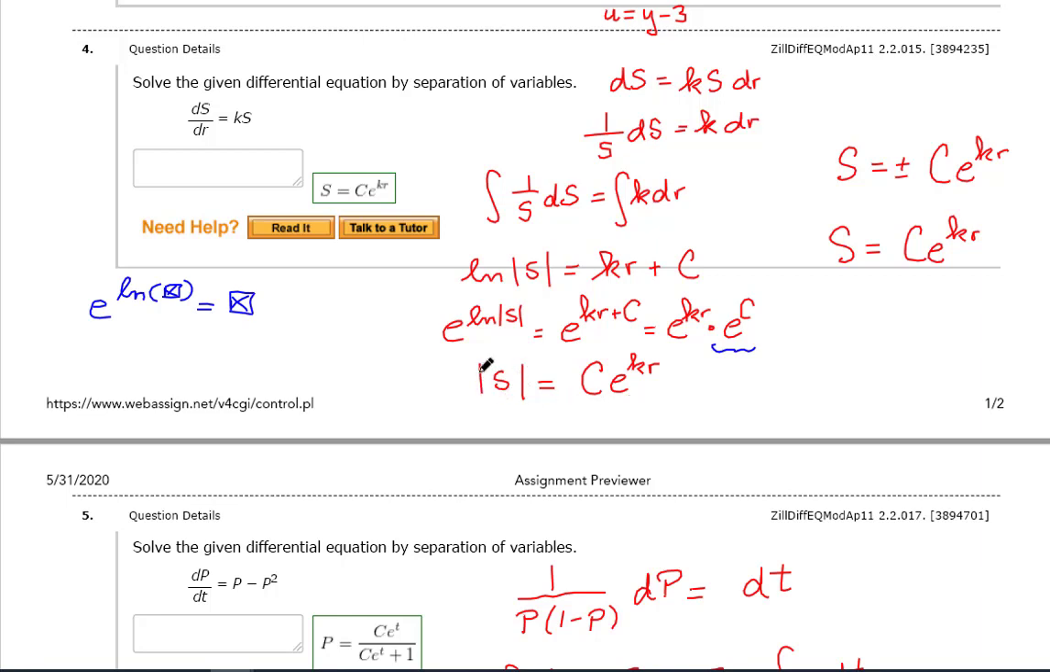To get rid of the absolute value, technically it's s equals plus or minus c e to the kr. But again, I'm going to collapse all of that business into this particular c in the front. So these c's, they're not all the same c. We're just representing whatever that particular constant happens to be.